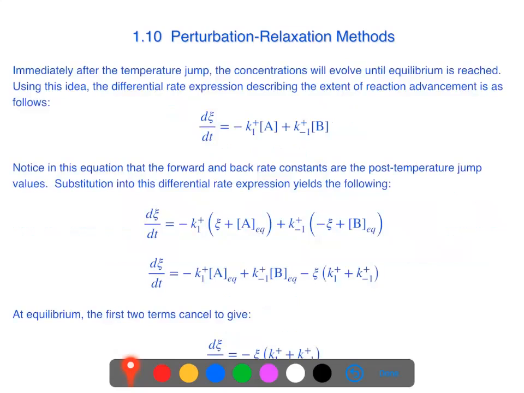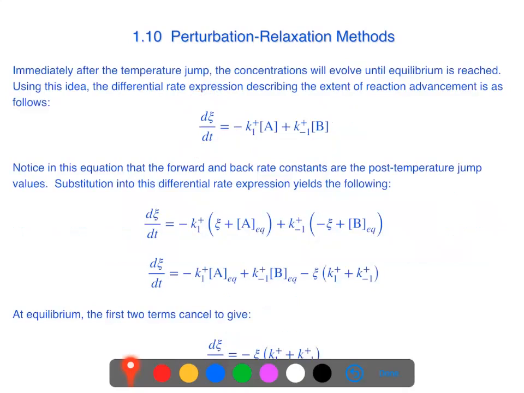Now, immediately after the temperature jump, the concentrations will evolve until equilibrium is reached. Using this idea, the differential rate expression describing the extent of reaction advancement is as follows, where we have d xi dt is equal to minus K1 plus times the concentration of A plus a K minus 1 plus times the concentration of B.